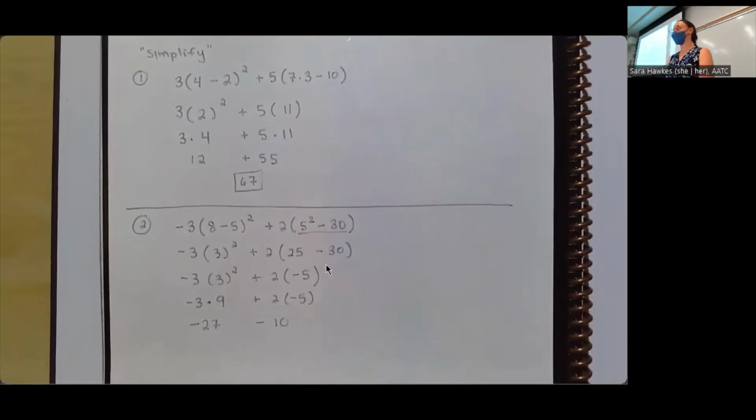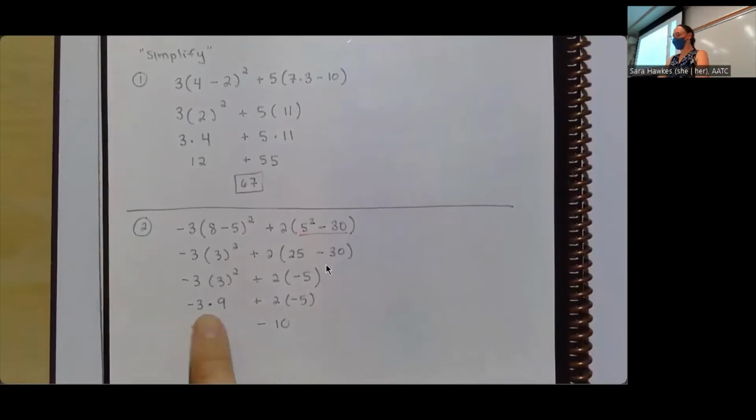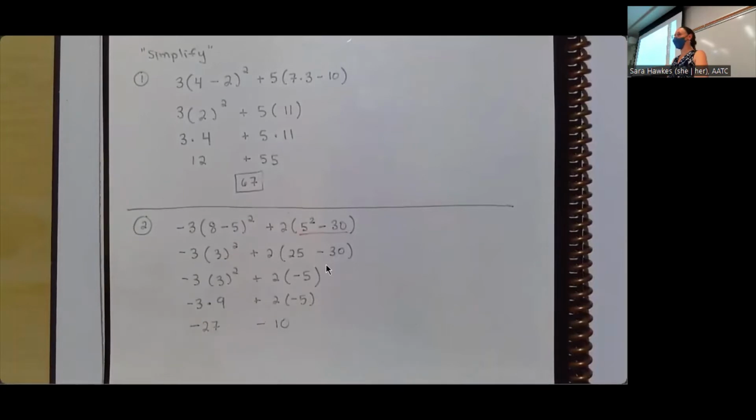All kinds of different ways we can rate this, but can I get a brave volunteer? How did you know the answer was going to be negative? And I'll focus on the negative 3 times 9 for a second. Any brave volunteers to explain how you knew this? More opportunities to learn names. Hi, I'm Sarah, and you are?